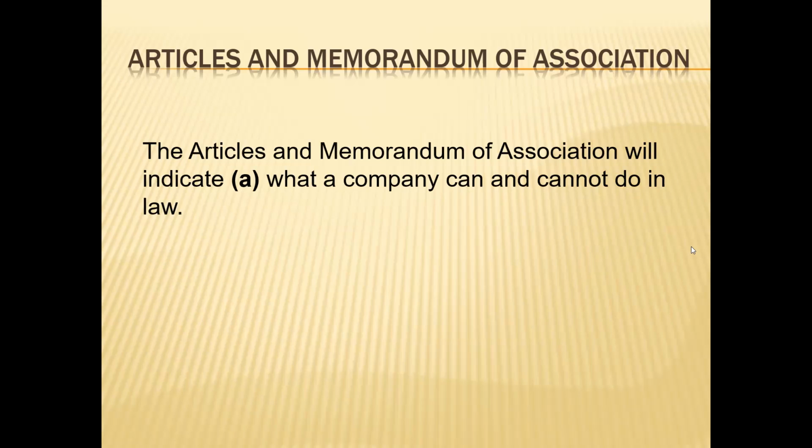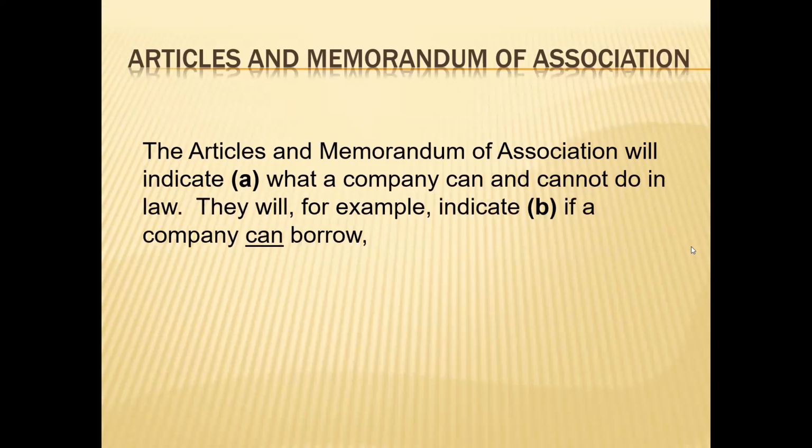So the articles and memorandum of association will A, indicate what a company can and cannot do in law. Then the next one will be, they will, for example, indicate B. So those of you who have your books, insert just between, do that little upside down V to indicate that you're inserting something. B in brackets: if a company can borrow.